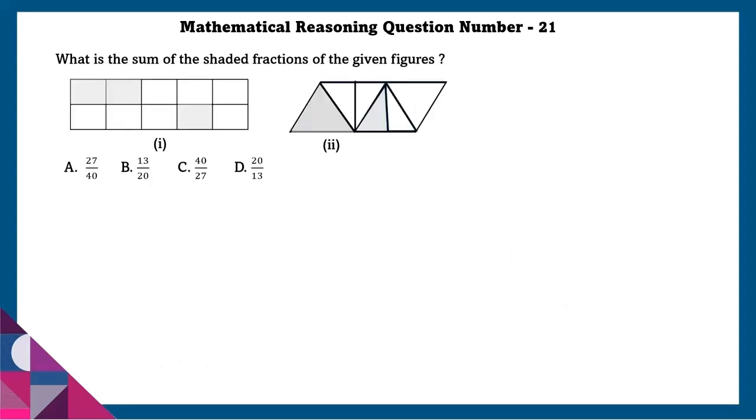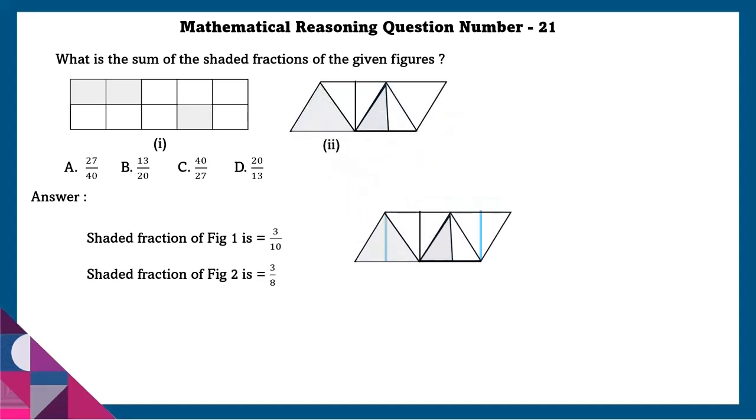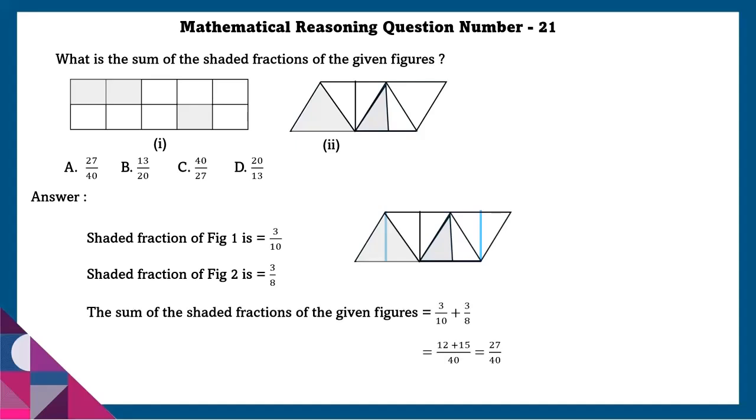Mathematical reasoning question number 21. What is the sum of shaded fractions of the given figure? So in figure 1, there are 10 squares and 3 are shaded. So 3/10. In the second figure, there are 8 divisions and 3 are shaded, which is equal to 3/8. So the sum of the shaded fractions of the given figures is equal to 27/40.